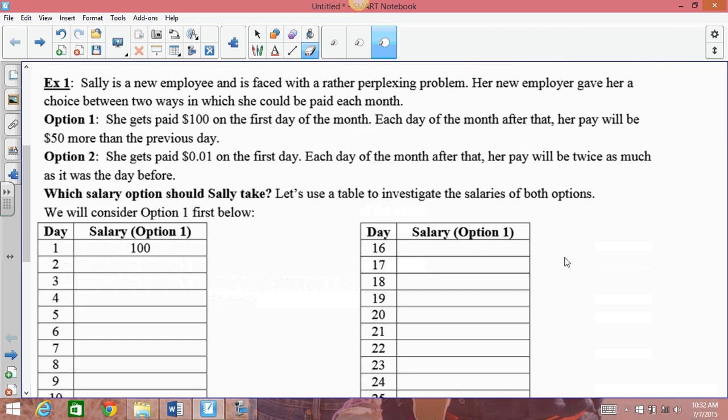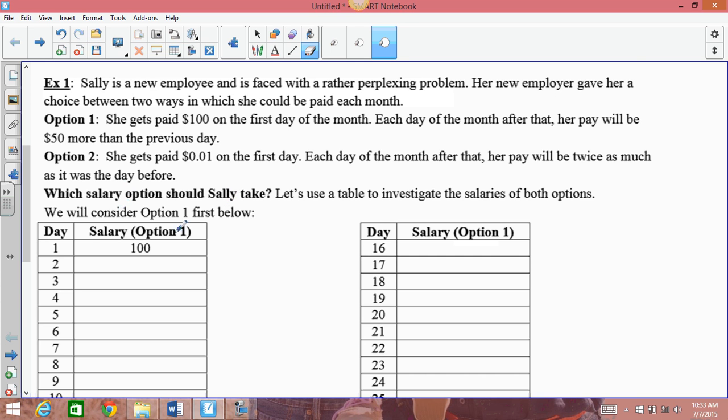Example 1 is talking about Sally, who's gotten a new job, and her employer has given her 2 ways of being paid. Option 1 says she's going to get paid $100 on the first day of the month, and every day of the month after that, they're going to give her $50 more than the previous day. Option 2, on the other hand, she starts out a whole lot lower, at a penny on the first day, but every day of the month after that, they're going to pay her twice as much as the day before. So we want to figure out then which salary option should Sally take.